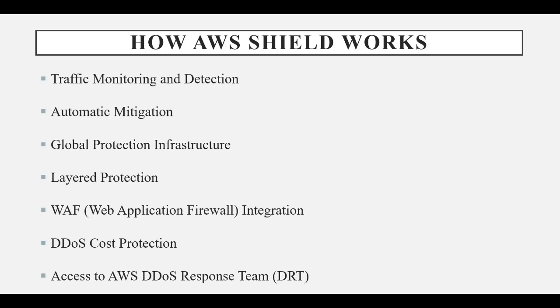The next is DDoS cost protection. AWS Shield Advanced offers a feature called DDoS cost protection, which ensures you are not charged for the extra resources used during a DDoS attack. This is available for customers on AWS Shield Advanced. Shield Standard is free of cost, but Shield Advanced is a premium service that offers this feature, called DDoS cost protection.